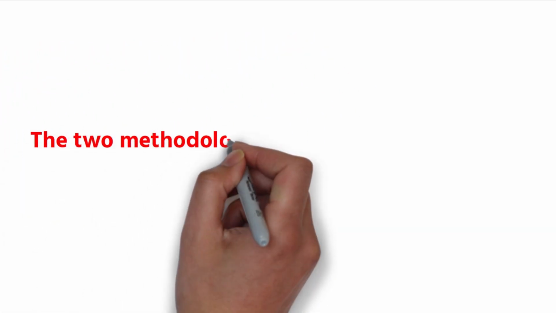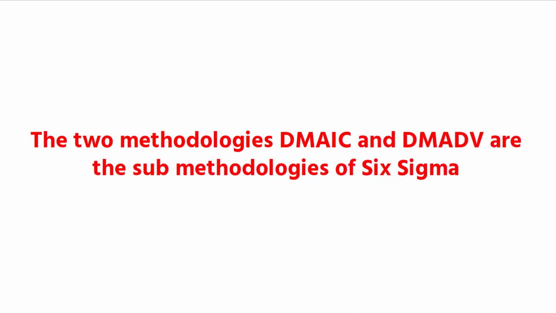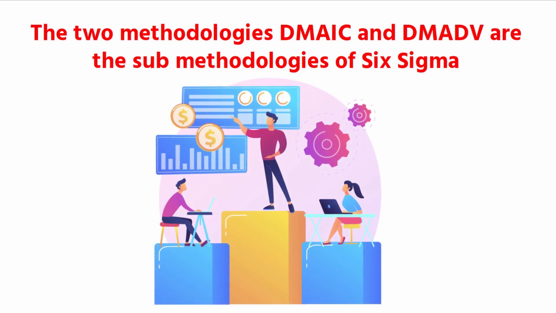The two methodologies DMAIC and DMADV are the sub-methodologies of Six Sigma. Using this technique enables organizations to reduce the number of defective products manufactured or services provided, resulting in increased revenue and greater customer satisfaction.